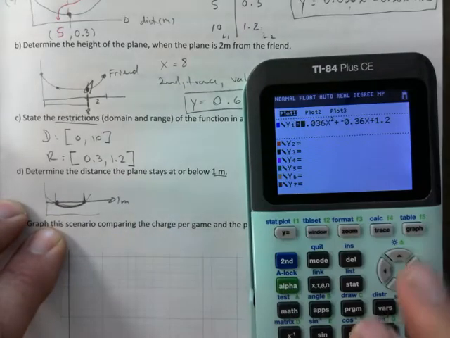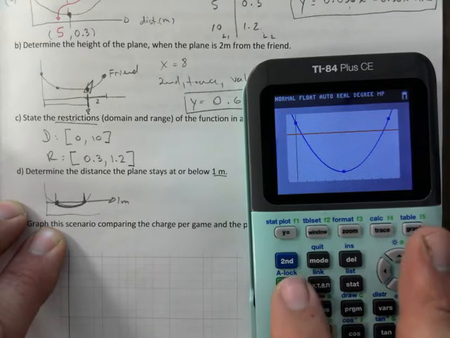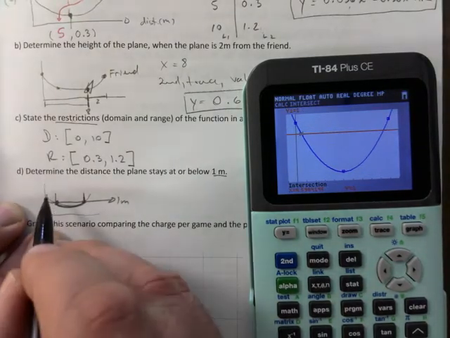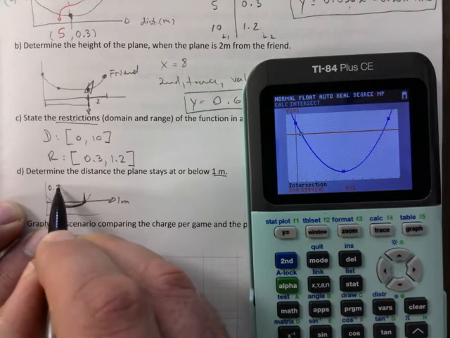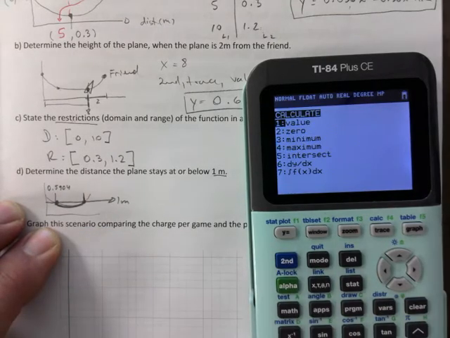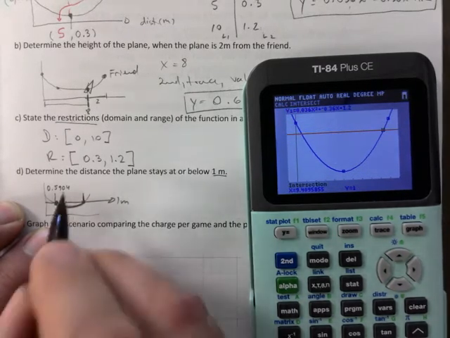Anybody do that? Well, here we go. Y is equal to 1. Graph it. Second trace 5. I'm going to go a little closer to it. That's good enough. Enter, enter, enter. So this is 0.5904. Do it one more time. Enter, enter, enter.